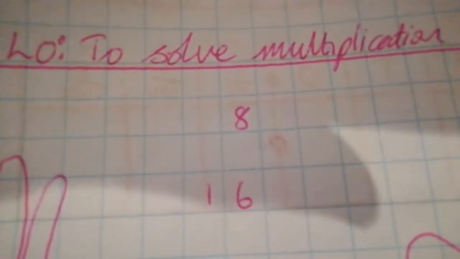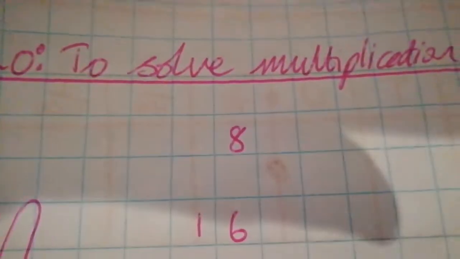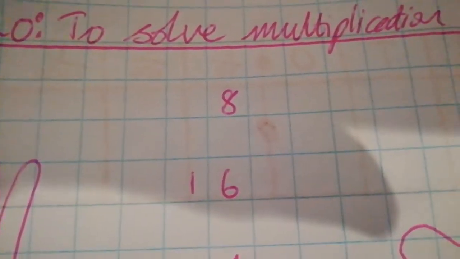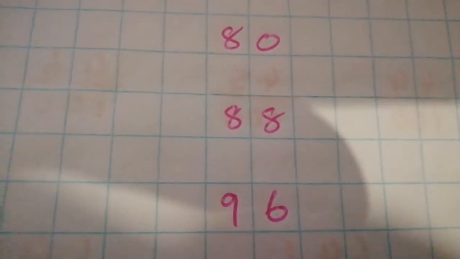So let's remember that. Okay, let's make sure that we know our 8 times table. And if we don't, let's get learning it. Okay, so 1 times 8 is 8. We all know our ones. Let's go up in it. 8, 16, say it with me, 24, 32, 40, 48, 56, 64, 72, 80, 88, 96.